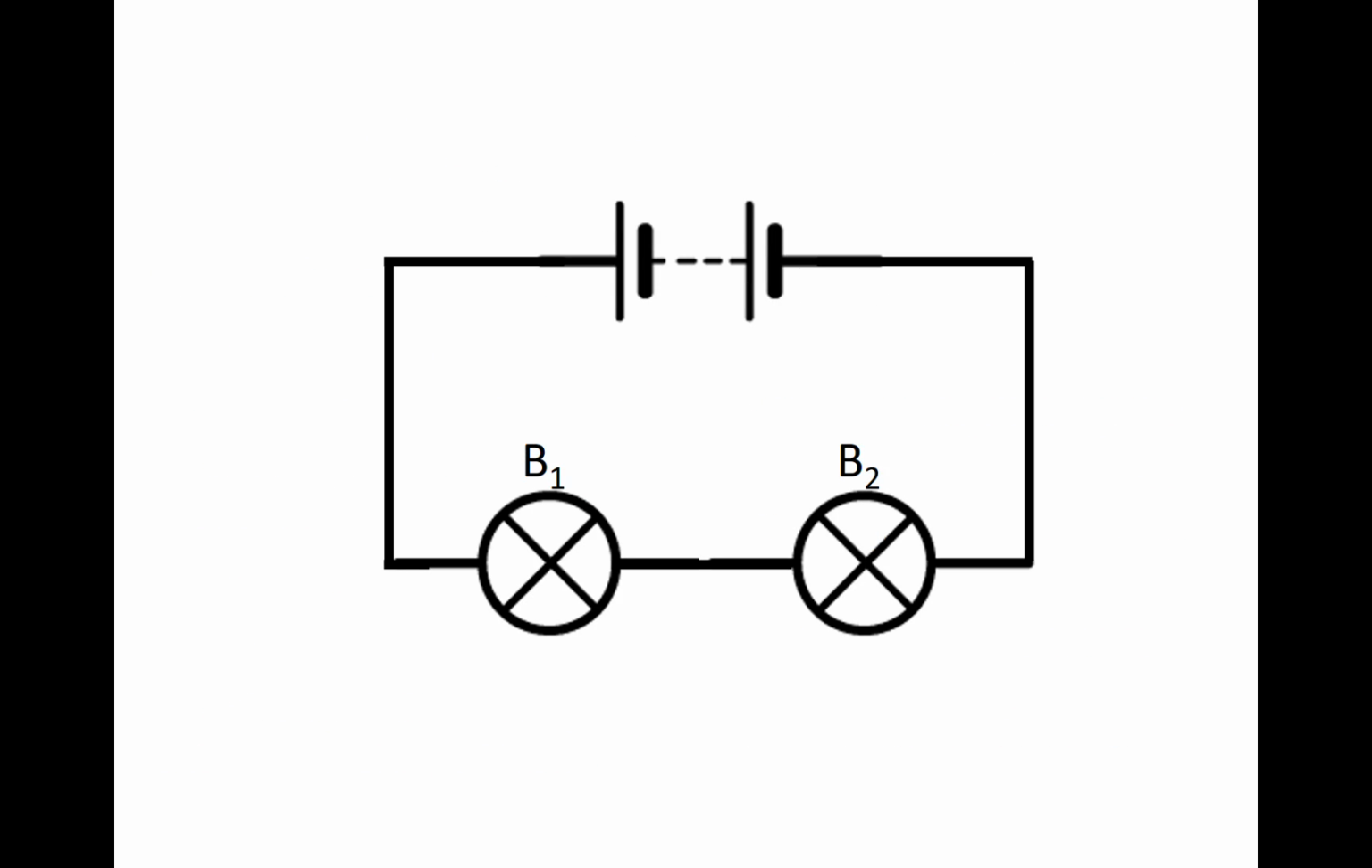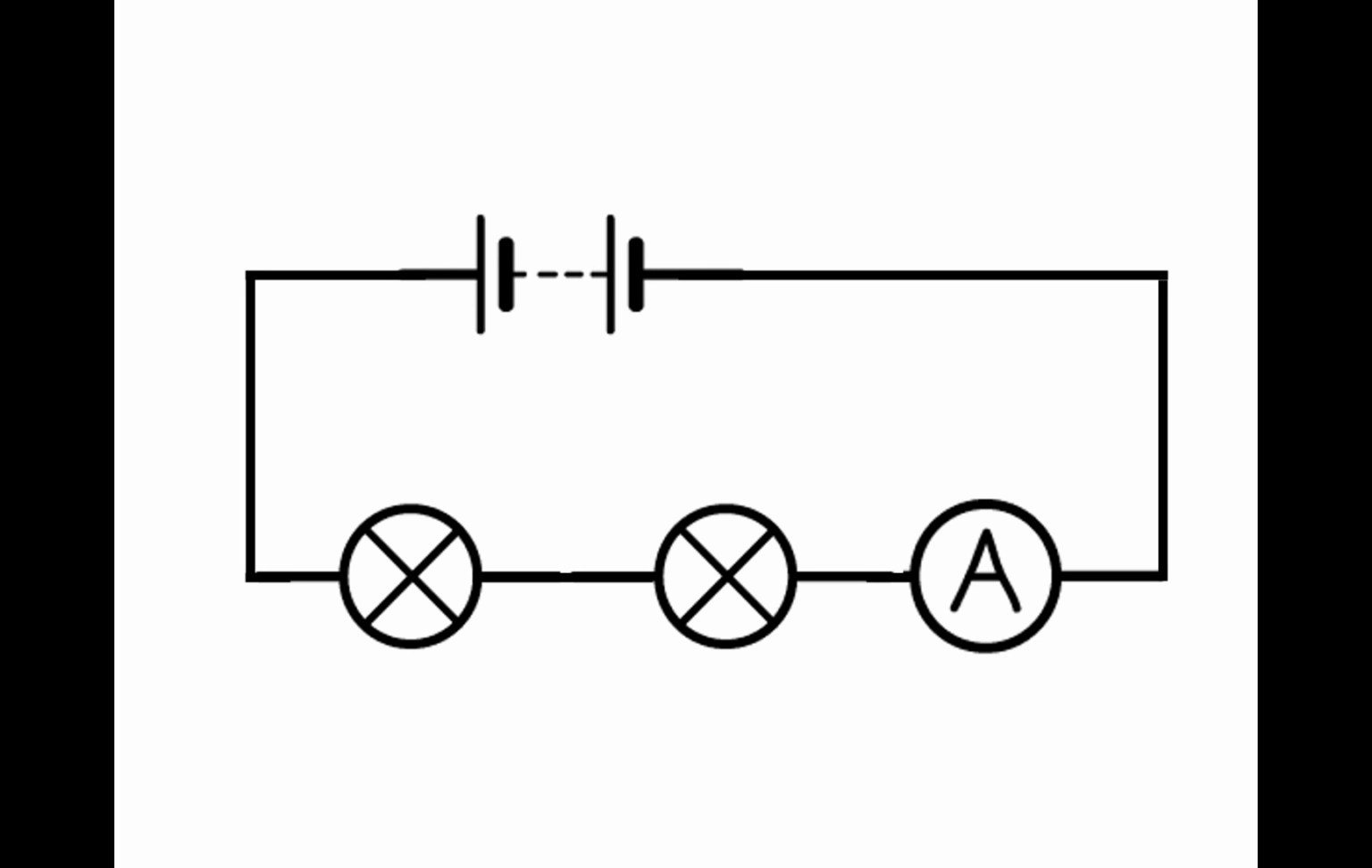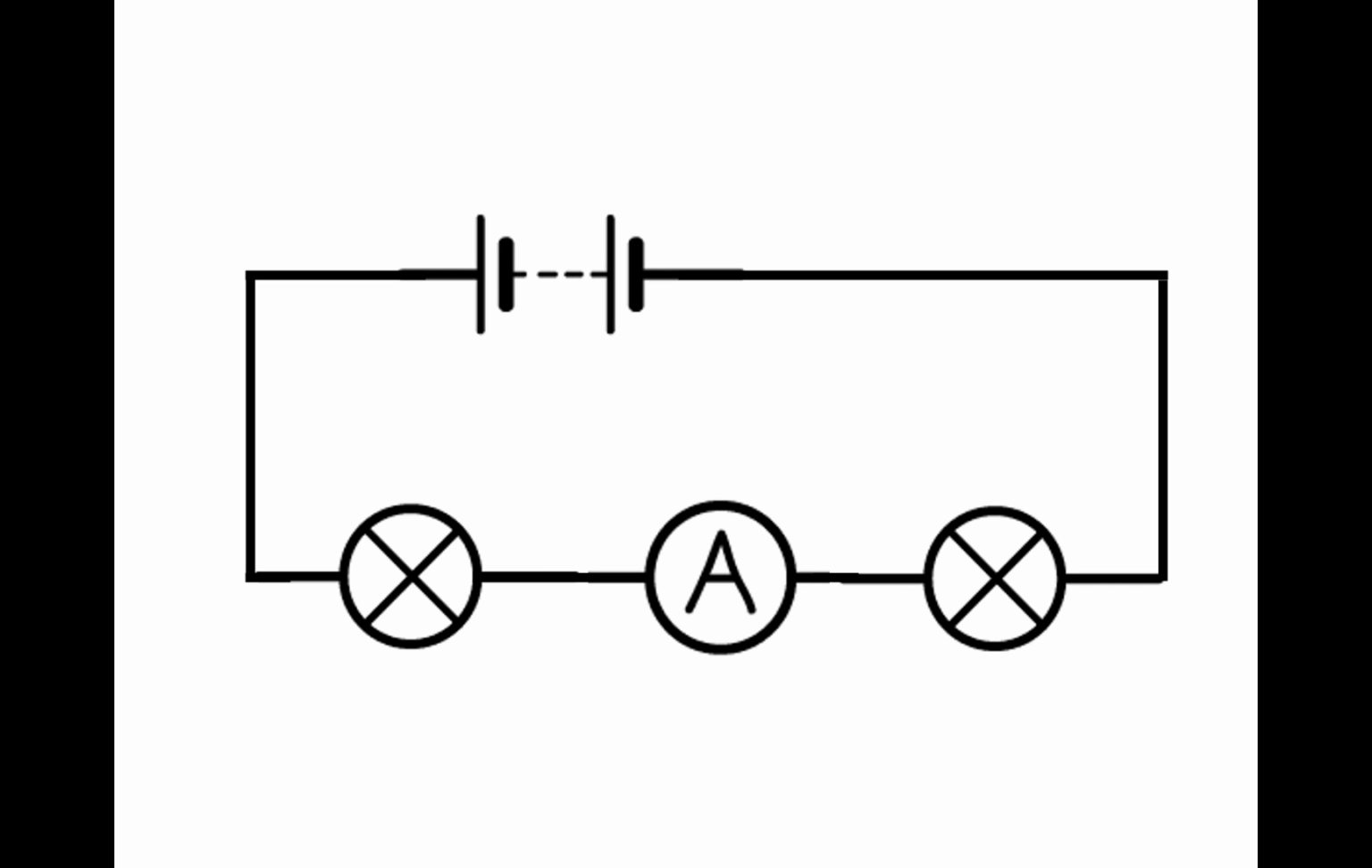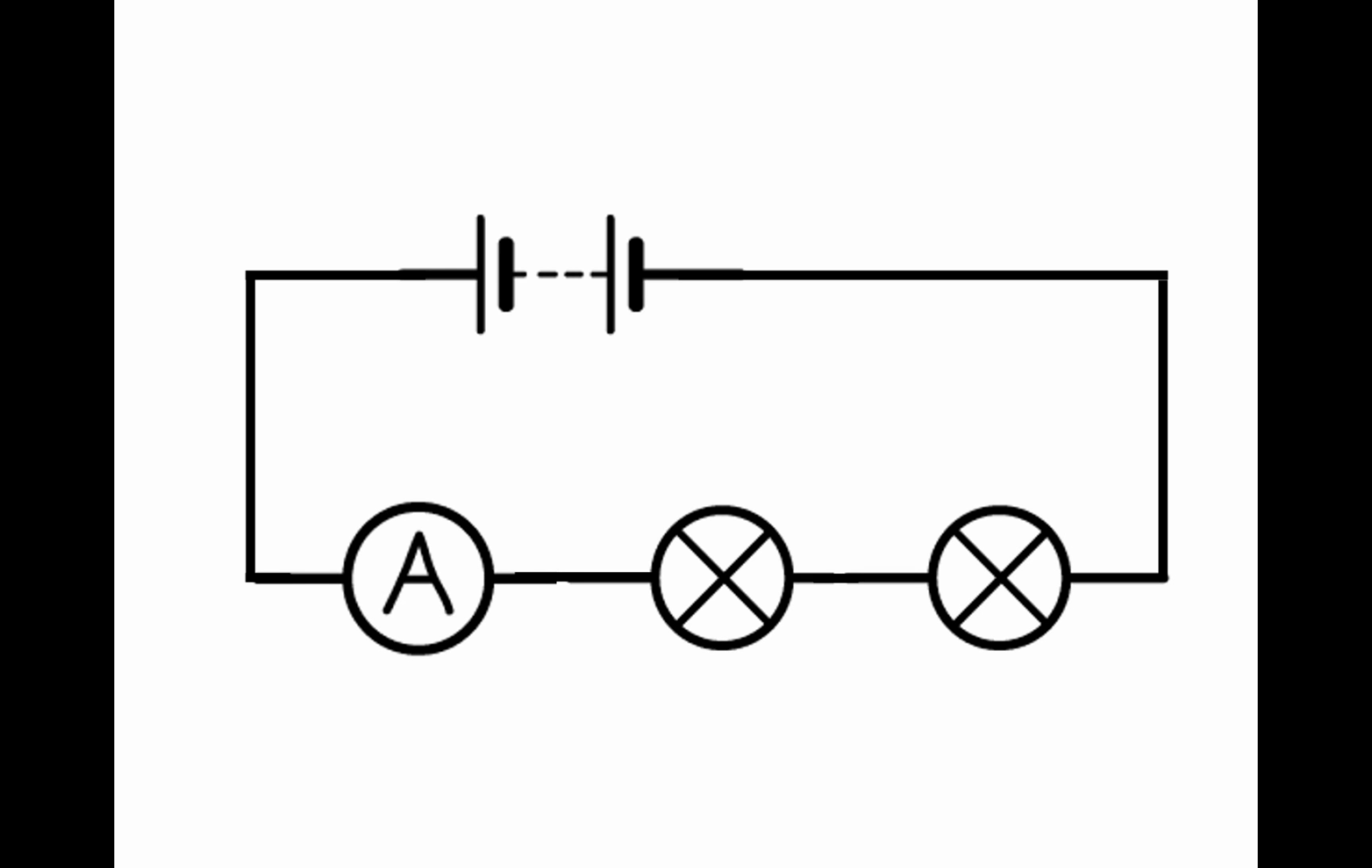So if we imagine a battery connected to two bulbs, we want to measure the current through a point in the circuit. If we wanted to measure the current through the battery, what we would do is add an ammeter. We could then look at the current through one of the bulbs, and we add the ammeter between these bulbs. Then finally, we want to measure the current at the last point in the circuit.